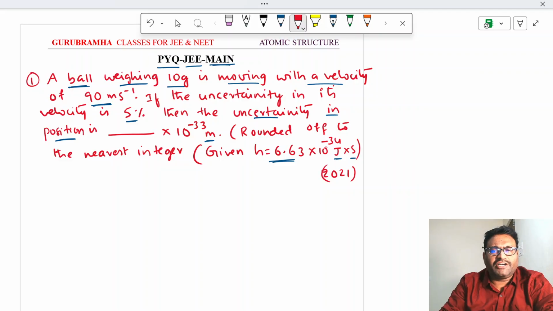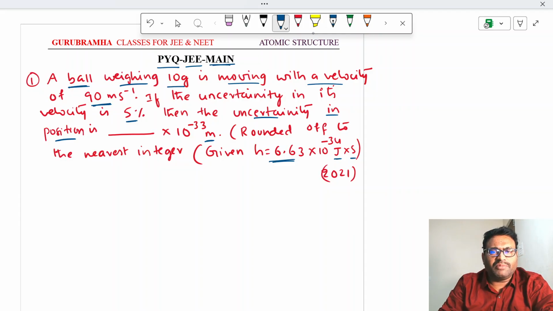So Heisenberg uncertainty principle. What did we learn in Heisenberg uncertainty principle? A video was already made on this principle. In that, a very detailed explanation is discussed. So what is Heisenberg uncertainty principle? It is impossible to find the exact position and exact momentum of an electron simultaneously.